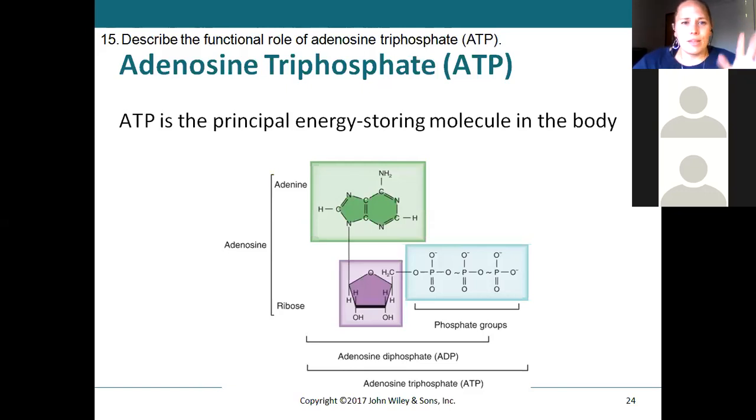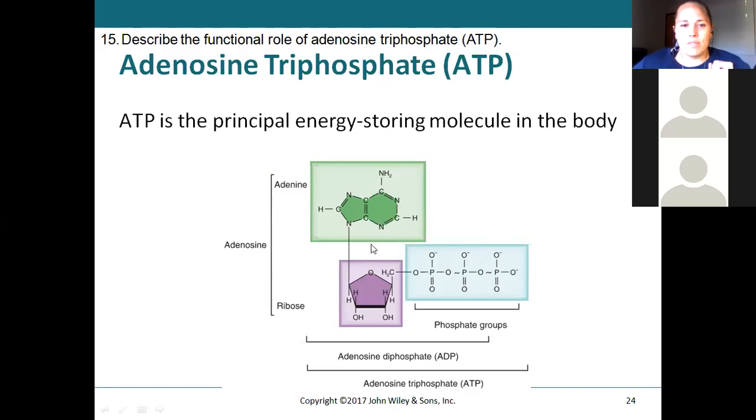Okay, I think this is our last slide here. Describe the functional role of adenosine triphosphate. The role of adenosine triphosphate, as we talked about earlier, is energy storage. One of the bonds between these phosphate groups has a ton of energy in it, so when those bonds are broken, energy is released. And when you add phosphate groups in, energy is needed for that process.